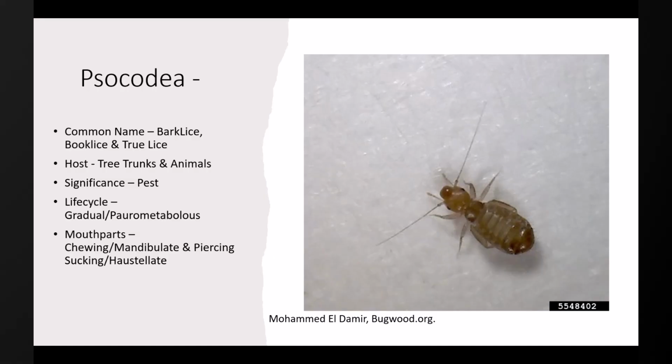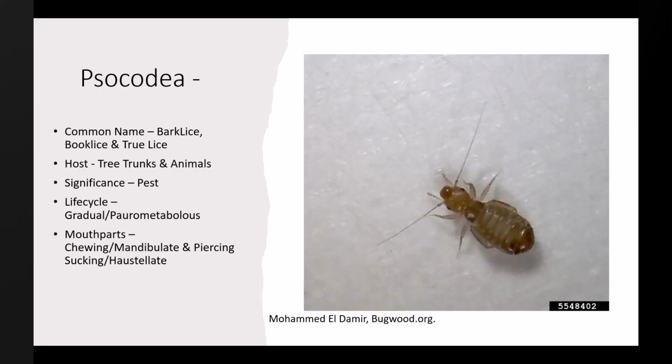The next order is Psocodea. Psocodea include the bark lice, the book lice, and the true lice. Prior to the 2025 guideline revision, true lice were their own separate order. These guys were separated out, and the name was a little bit different. Well, we've grouped true lice together with bark lice and book lice, and we've changed the name to Psocodea.